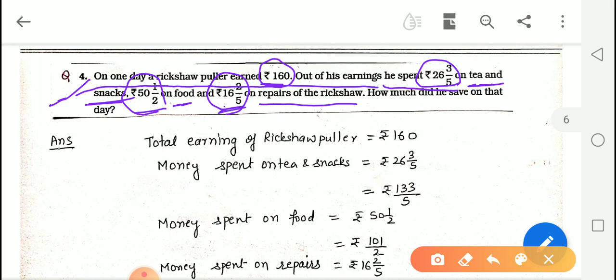Now we have to find how much he saved that day. Saving is always earning minus expenditure. So let us start the question with this understanding.